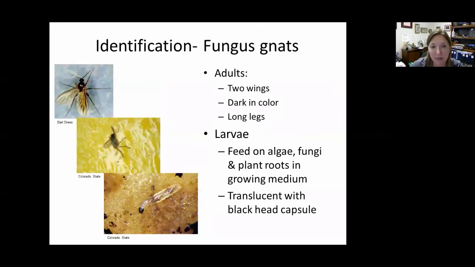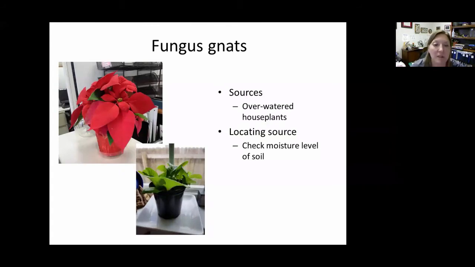Let me go back. So that middle picture there is actually a fungus gnat that has been trapped on a yellow sticky card. And you can either buy those sticky cards or you could make your own with yellow paper and spray adhesive. And then you would just stick that on a popsicle stick or something and stick it in the soil of the plant, and then the fungus gnats can get caught on there. So you always want to check the moisture level of the soil before watering some more.